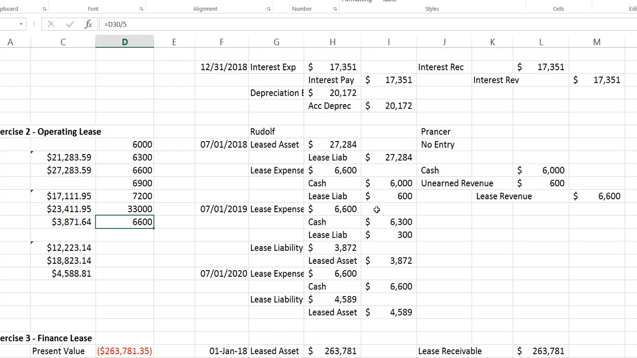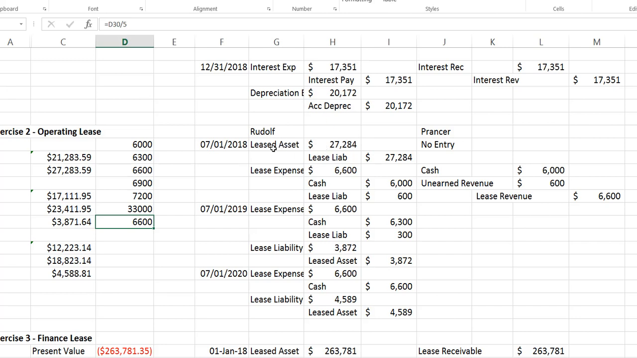Now, there's nothing in the GAAP that says we have to use the term lease liability. We're going to be very flexible with that, but this needs to be a liability or an asset on the balance sheet, not an income statement. It can't be an expense, because the lease expense should be exactly $6,600 each year. Okay.